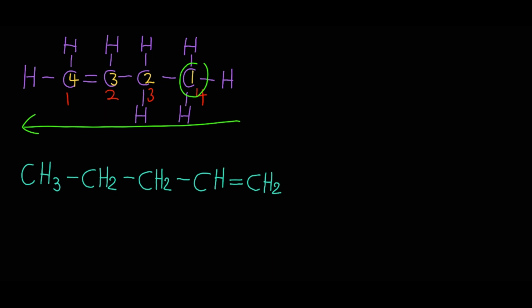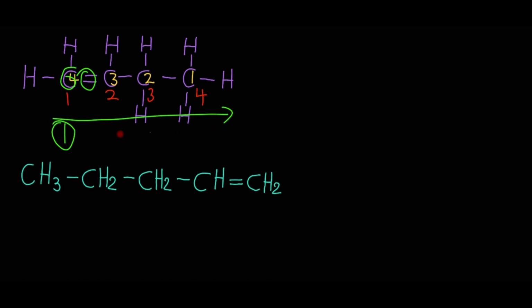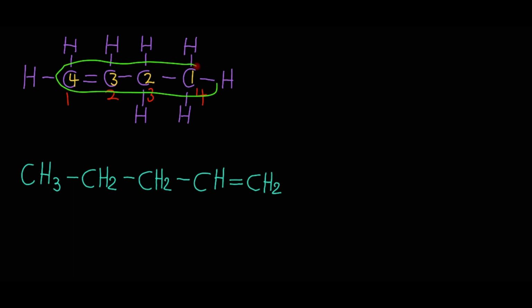But now let's see when we go in this direction. This is carbon 1, this is carbon 2, carbon 3, carbon 4. But notice that this first carbon, when we go in this direction, has the double bond. So when we go in this direction, our double bond is found early, so we want that direction. So the correct naming will be this one, going left to right.